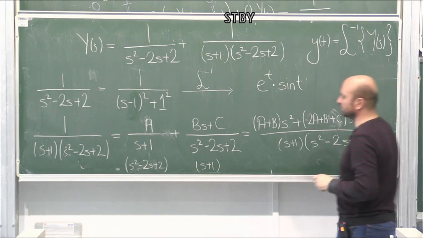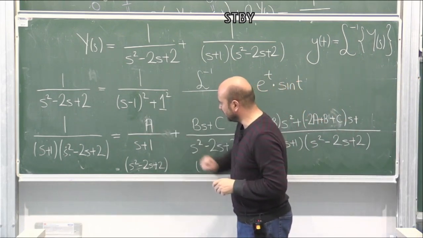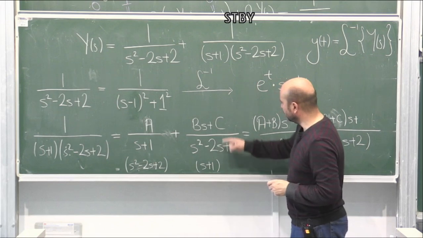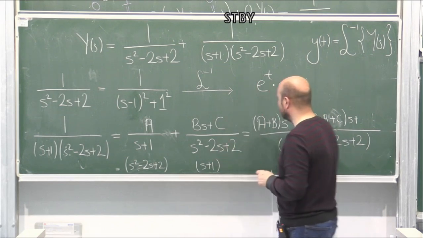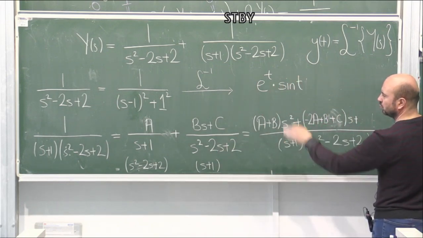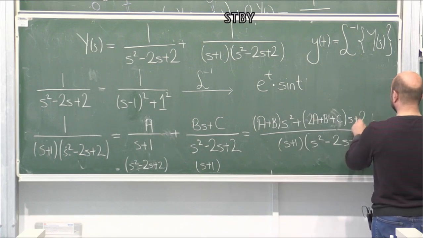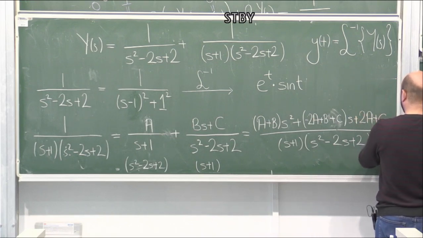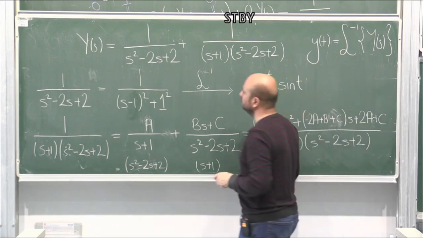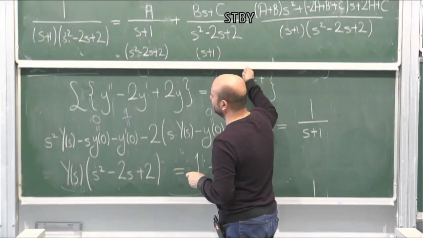Now, how about the constant term? We have here 2 times a as a constant, and here we have c times 1 coming as constant. So we have 2a plus c. And from this, I will now get the following equalities.